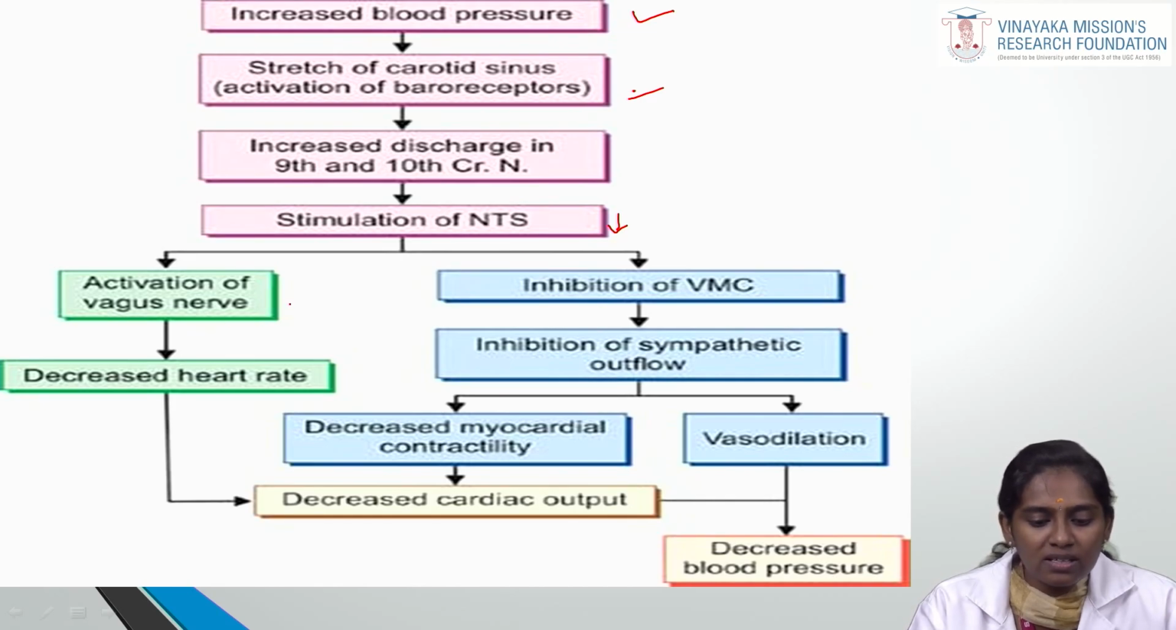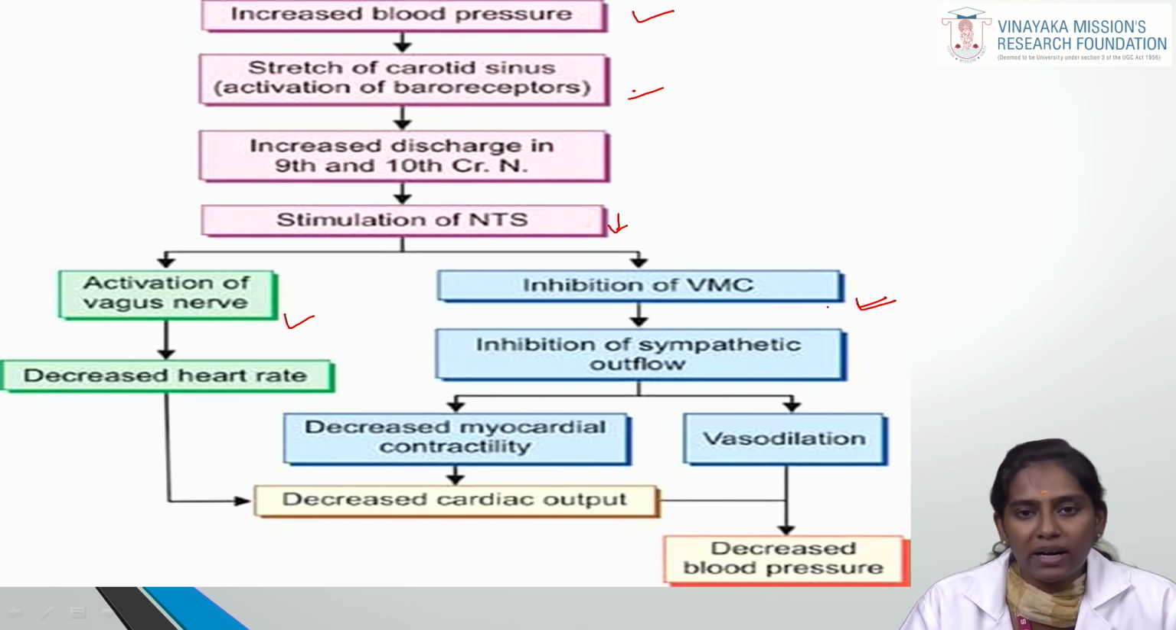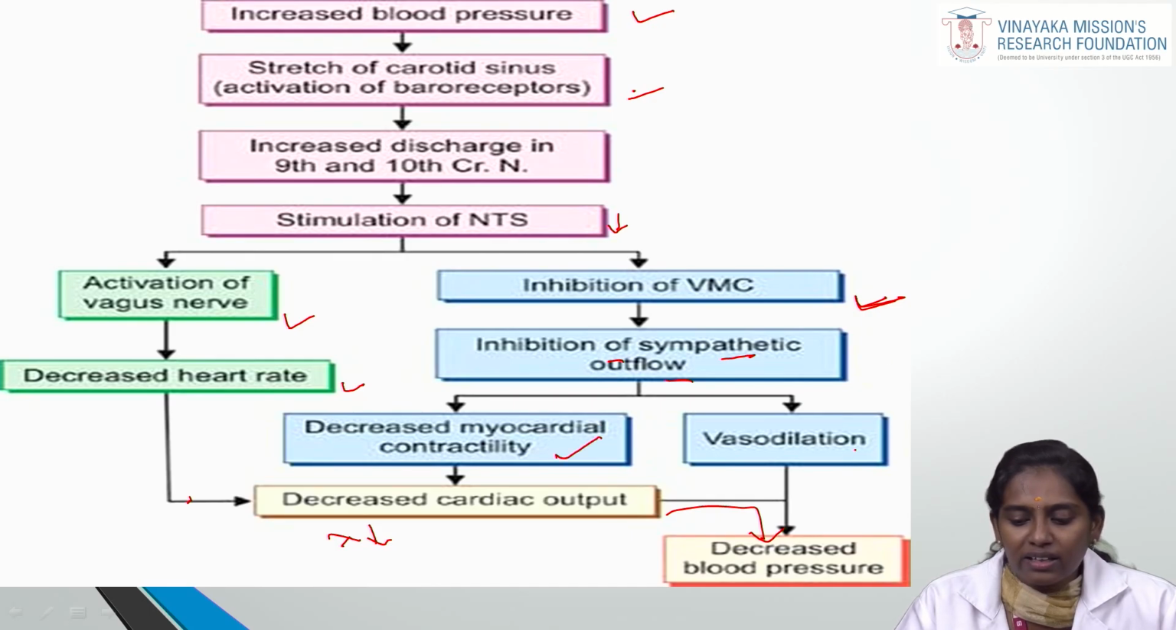Then there will be activation of the vagus nerve and inhibition of the VMC, the vasomotor center. When BP increases, there will be inhibition of the vasomotor center. When there is a decrease in BP, you will stimulate the vasomotor center. When you activate the vagus nerve, it will decrease the heart rate, so your cardiac output will be decreased, and that will decrease the blood pressure. When you inhibit the vasomotor center, there is inhibition of sympathetic outflow. That will decrease the myocardial contractility and lead to vasodilation. So there is a decrease in blood pressure.